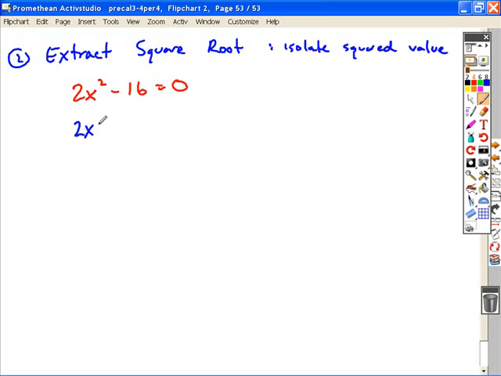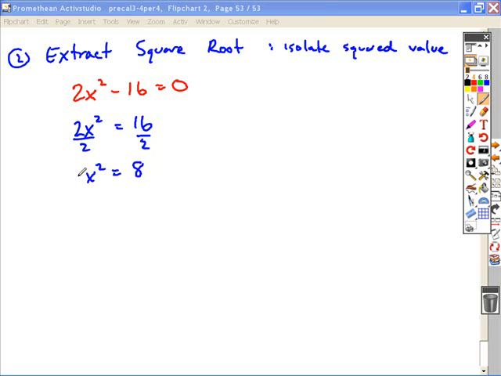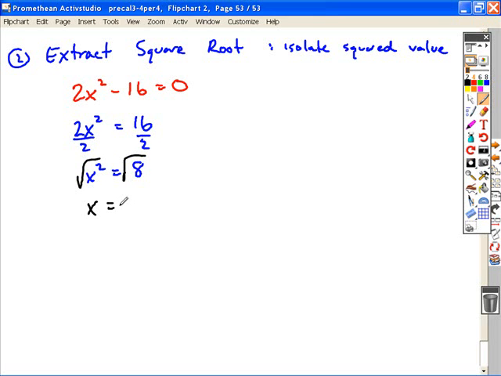Isolate your squared value here, you get 2x squared is equal to 16. Divide by 2, you get x squared is equal to 8. And now you can extract the square root, which means you undo this operation. Whatever you undo on one side of an equation, you need to undo on the other. Okay, and so you get x is equal to, now the one case, and this is what we come back to when I originally talked about absolute values or the plus and minuses, is if you extract a square root, you have to take into consideration both the positive and negative root.